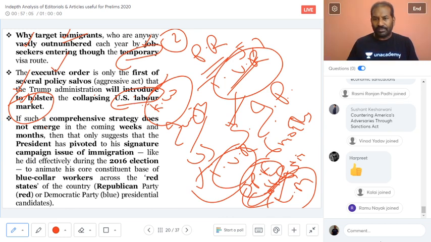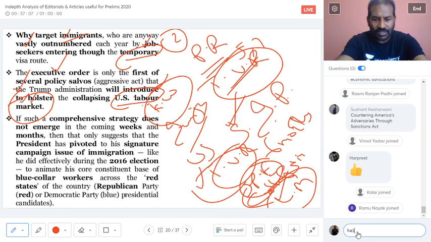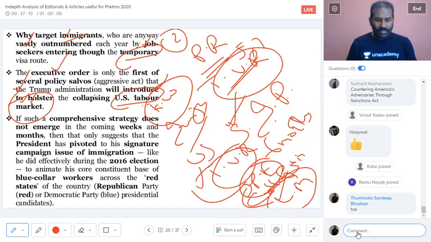And whoever has joined, again a very big hi to them. Pratham also said, sir, what about the unskilled and semi-skilled labor sector? The unskilled and semi-skilled people might not be affected by the immigration policy, taking into consideration how the Indian diaspora would also impact the elections. And now, this is a comprehensive strategy taken up by US President Donald Trump.